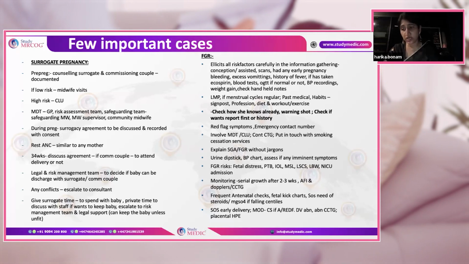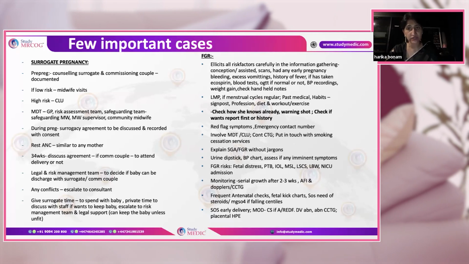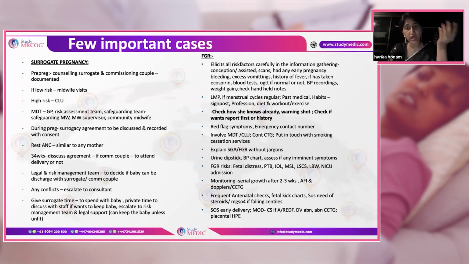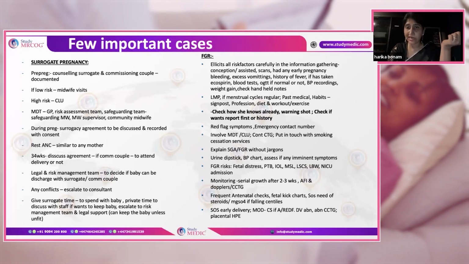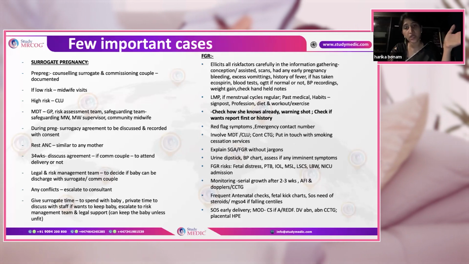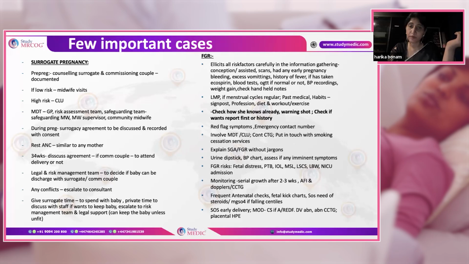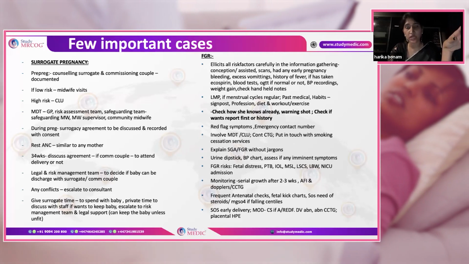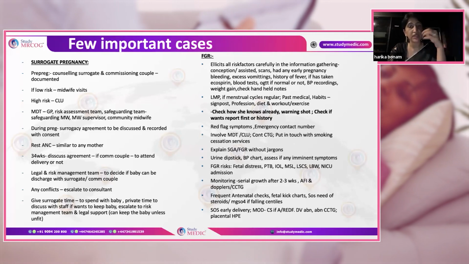Now, coming to the FGR, you'll always have to identify all the risk factors of the FGR carefully in the information gathering, like what kind of conception, is she having scans, did she have any early pregnancy bleeding, any excess vomiting, any history of fever, and is she on ecospirin, what are the blood tests, is OGTT normal or not, and regarding the BP recordings, and how much is her weight gain, and please do check the handheld notes.